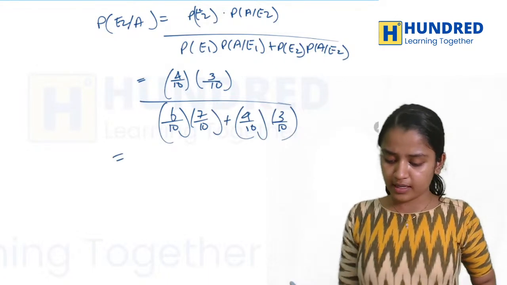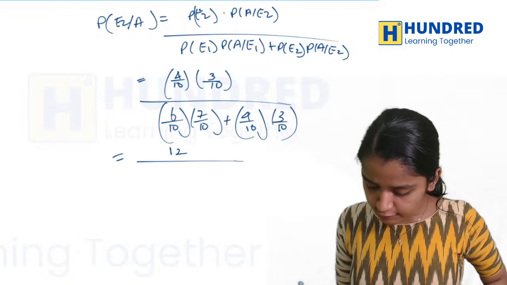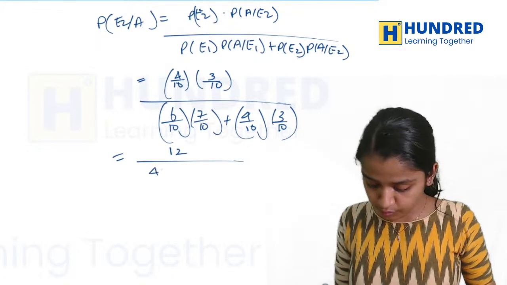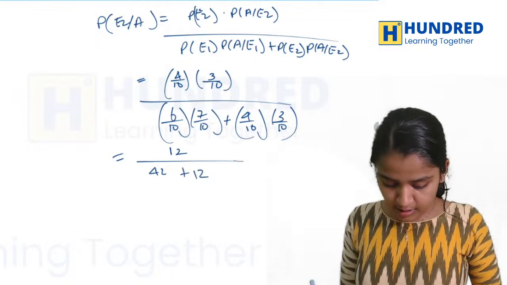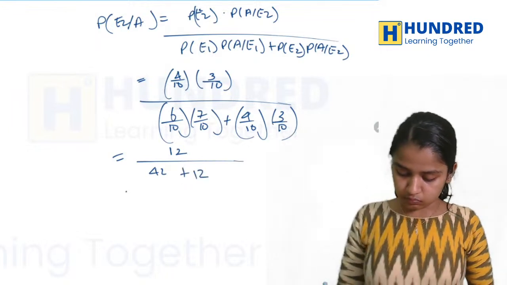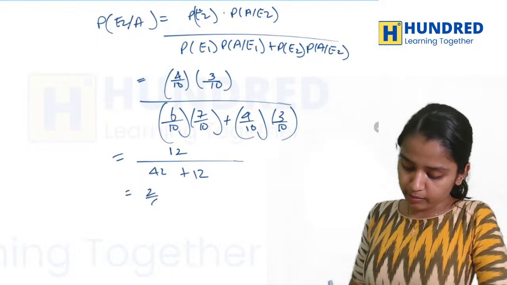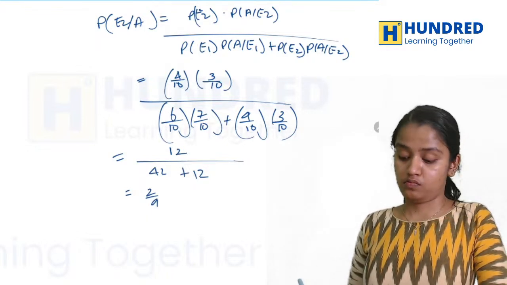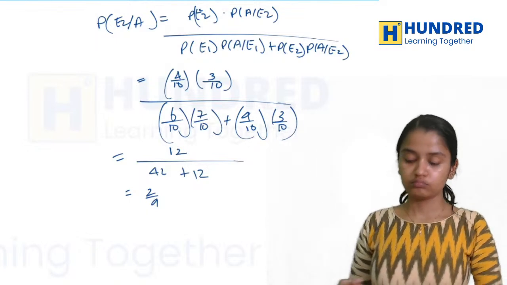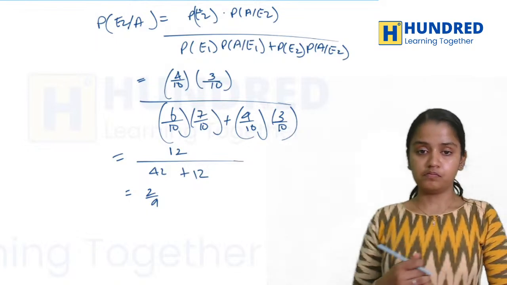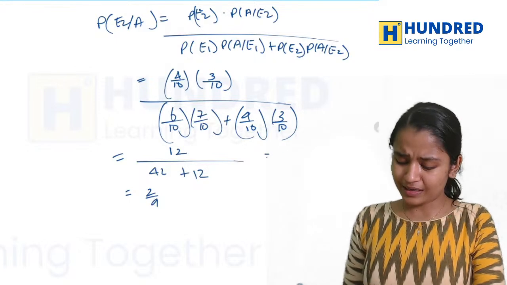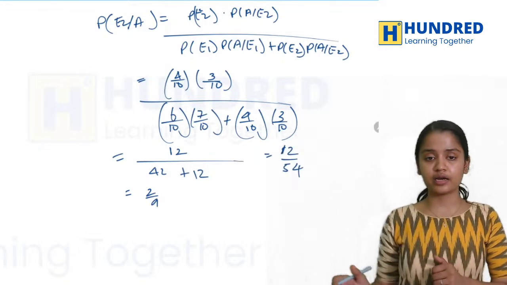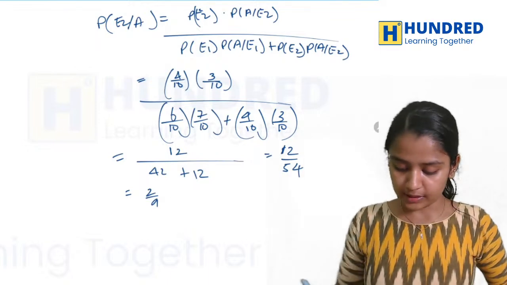So which is basically 12 by 42 plus 12. In the end you will be getting 12 by 54, and 6 tables, 2s are and 9s are, so finally I will be getting 2 by 9. So this is the required probability.